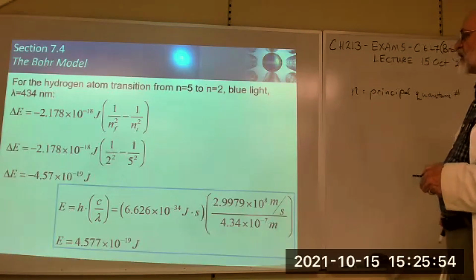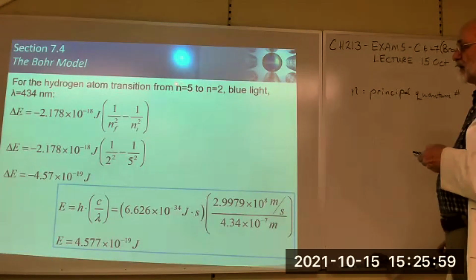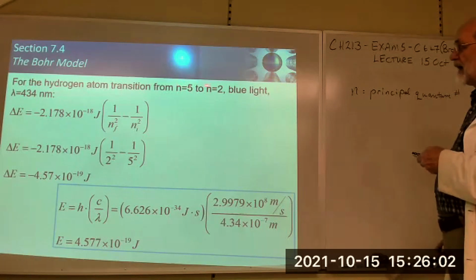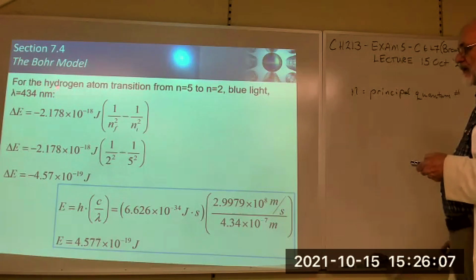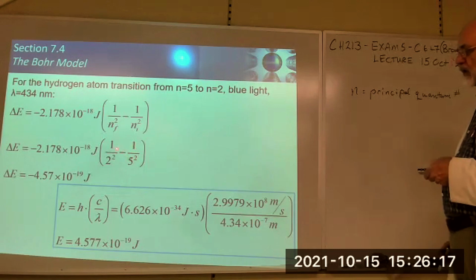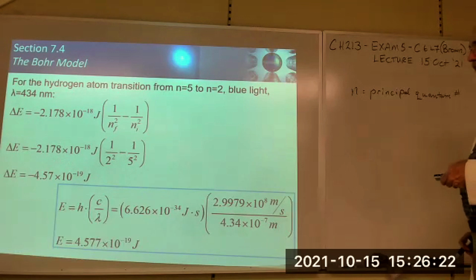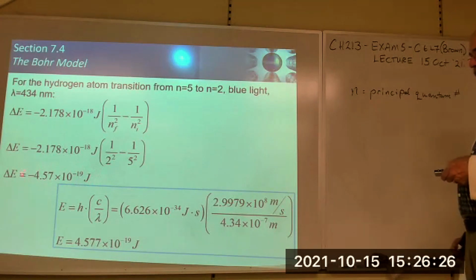Okay, so here's an example. Say for the hydrogen atom, the transition from quantum level 5 to 2, we observe blue light at this wavelength. So if we plug in the values here, this is the initial level at 5, and it jumps to 2. So we square those and take the reciprocal of each and subtract and multiply this value. When we do that, we get the energy of that transition. Okay?